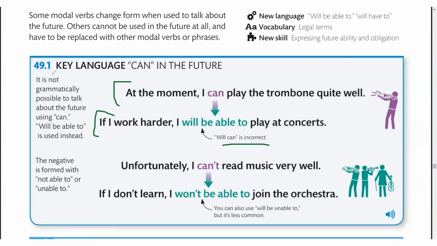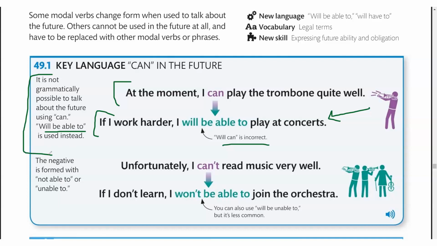We also have an interesting side note here. I'll read it. It is not grammatically possible to talk about the future using can. So what do we have to do? We have to use will be able to. So you notice that in the example here, we never say will can. We say will be able to. I will be able to play at concerts.